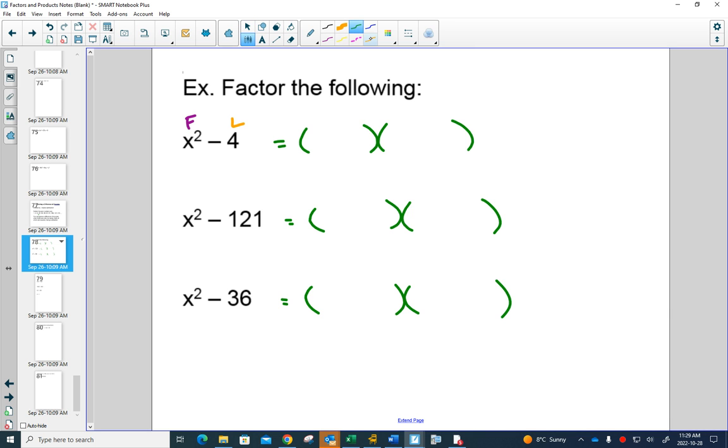Okay. Would you agree to get an x squared that you would need an x and an x? And to get a 4, we have options. It could be 2 and 2, it could be 4 and 1, but I need my outside and my inside to disappear. Plus 2 and minus 2. Do you see how that works? If you multiplied it out, technically you would get x squared plus 0 x's minus 4, but we never write 0 x's, we just don't write it.